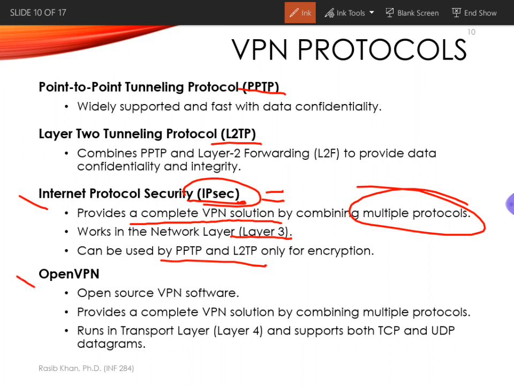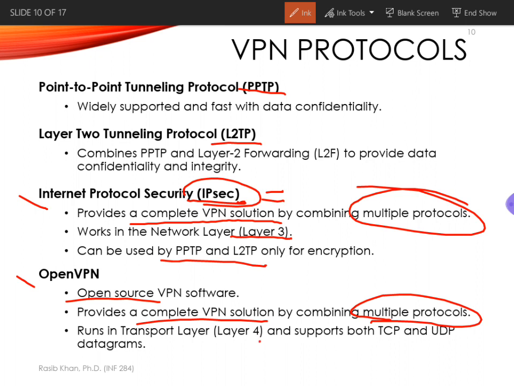Finally, we have what we call OpenVPN. This is open source VPN software along with an open source protocol for allowing VPN connections. And this also provides a complete VPN solution by combining multiple protocols. So this is just the open source version of a lot of other things which are proprietary.